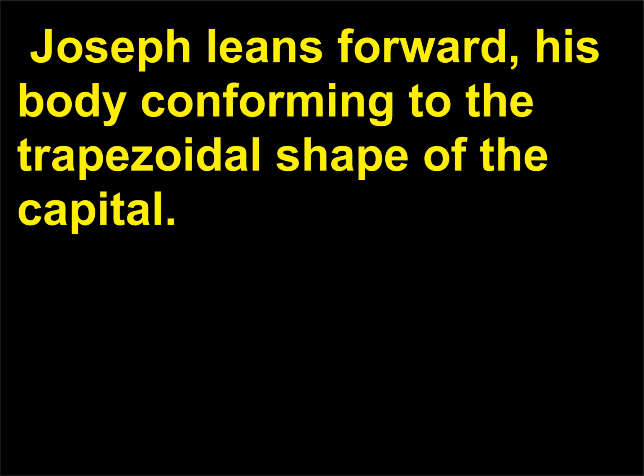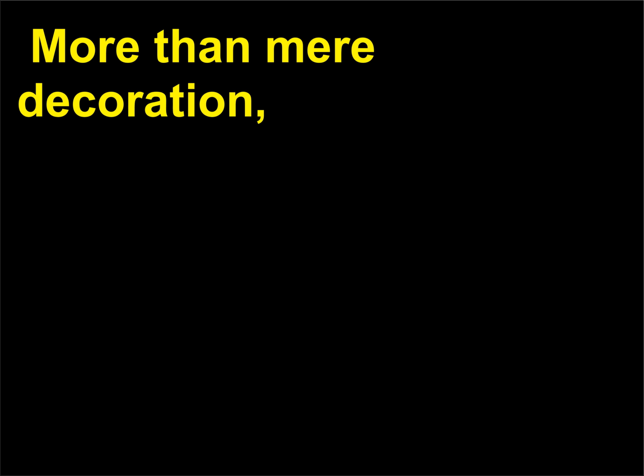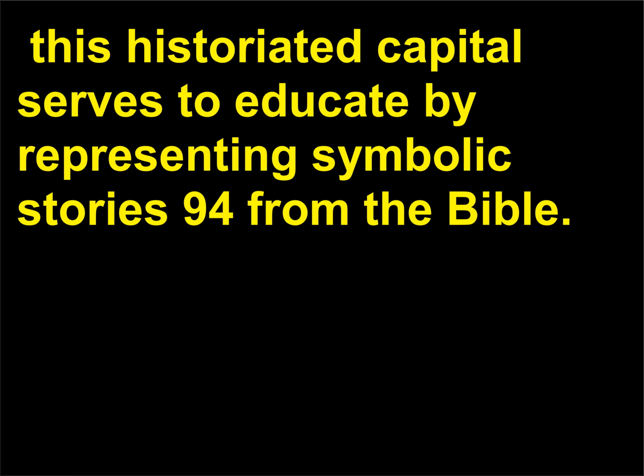The scene depicts the Madonna and Child riding a donkey, led by Saint Joseph. Mary looks straight ahead while St. Joseph leans forward, his body conforming to the trapezoidal shape of the capital. More than mere decoration, this historiated capital serves to educate by representing symbolic stories from the Bible.